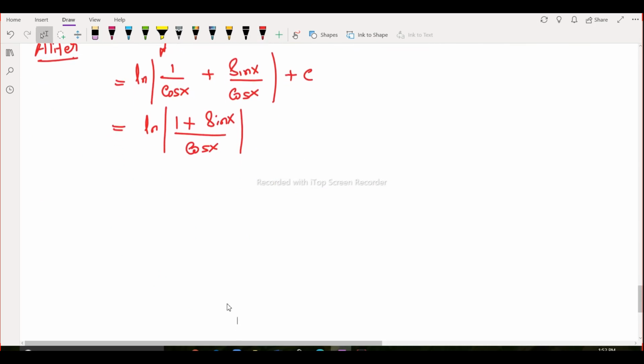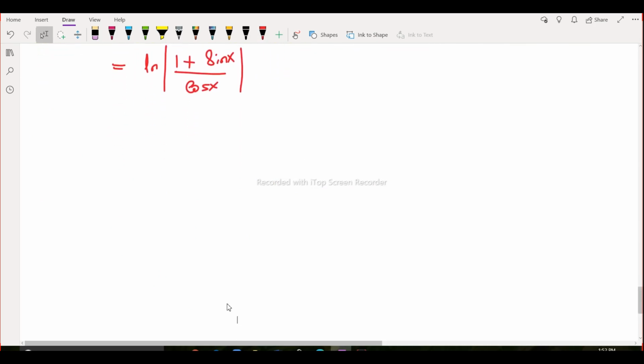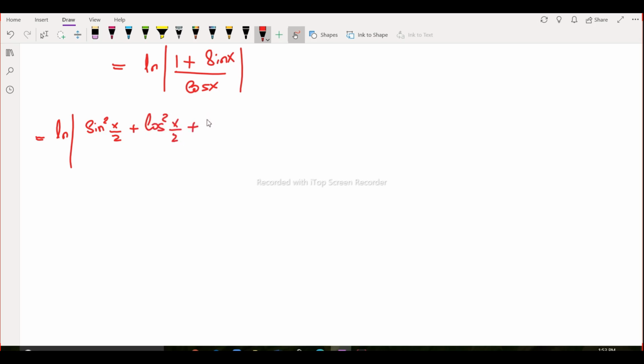Now we'll do more manipulation, and this formula which we are deriving is more commonly used in JEE, less in boards. So let's continue with this. So we have ln. Now see what we are doing. 1 + sin x. Now 1 I can write as sin²(x/2) + cos²(x/2), and sin x I can write as 2 sin(x/2) cos(x/2). Now these are all trigo formulas, okay? So before you start off with integration, you should be good at trigonometry.